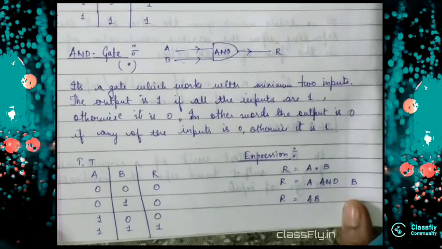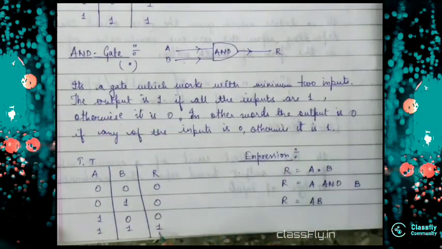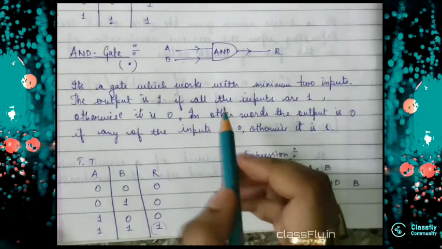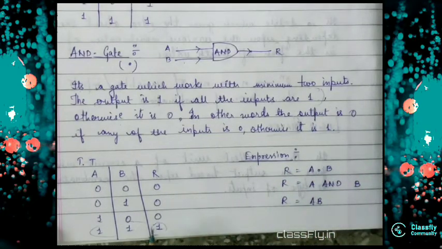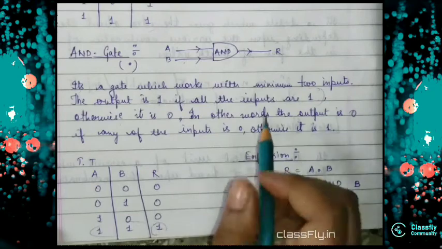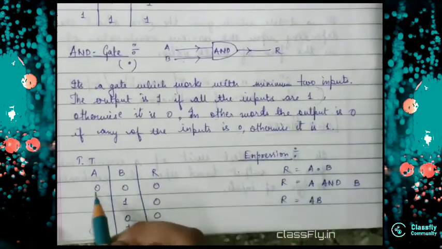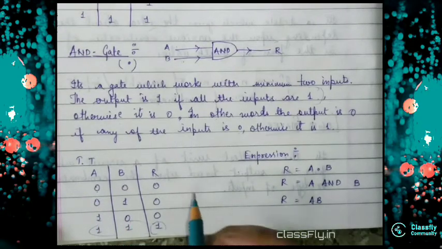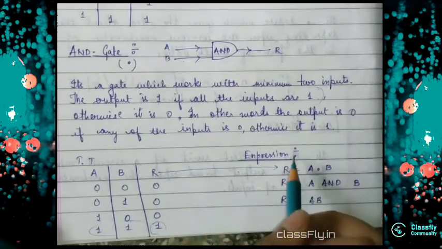We will get clarity if we see this statement with the truth table. The output will be 1 only and only if all the inputs are 1. If any of the input is 0, we will get it as 0. Or in other words, the output is 0 if any of the input is 0. So if any one of the inputs is 0, we will get the output as 0. Otherwise, it is 1.